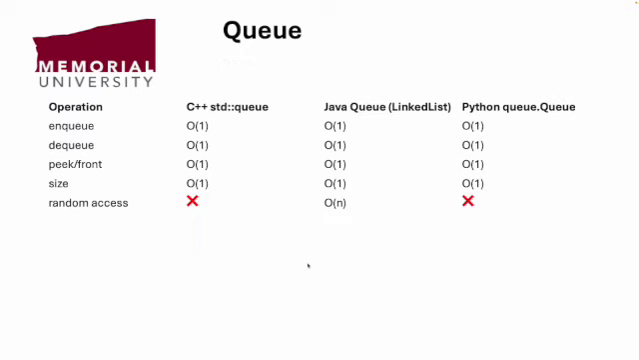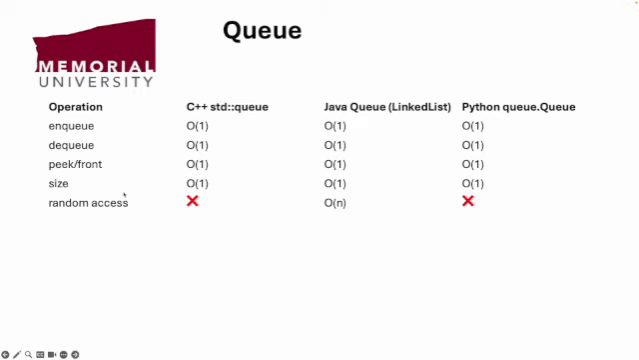So this is regarding the queue built-in functions in C++, Java, and Python. In C++, they have the queue, and you can directly declare it. Java's queue uses a linked list. And Python has the queue library to support it. Enqueue and dequeue are all Big O of 1, so it's very efficient to process using the queue.